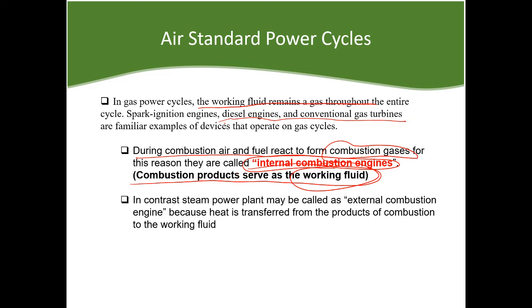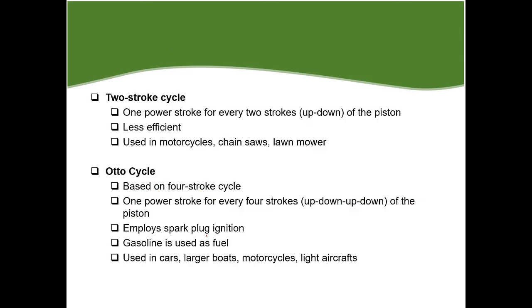Pero yung heat na nandun sa combustion products, yun yung ginagamit natin doon sa boiler para i-heat yung working fluid na water. Pero dito sa air standard power cycles, yun mismong combustion gases, yun na yung working fluid. In contrast, yung steam power plant ay external combustion engine. Kasi nga, heat is transferred from the combustion products to the working fluid.